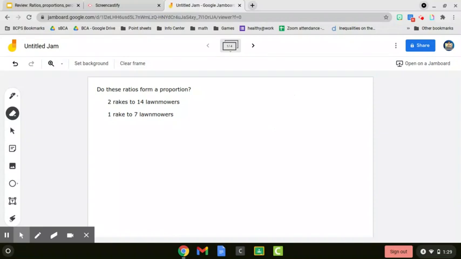Today we're going to determine whether two ratios form a proportional relationship. In order for two ratios to have a proportional relationship, they have to have the same constant of proportionality. So in this instance, 2 rakes to 14 lawnmowers, in order to find our constant of proportionality, or K, we do y divided by x. That's what we do anytime we find K.